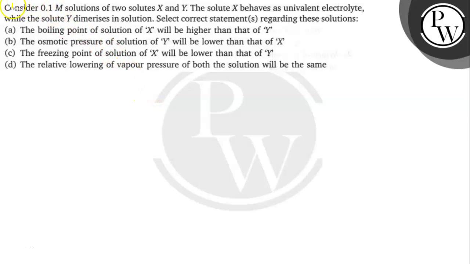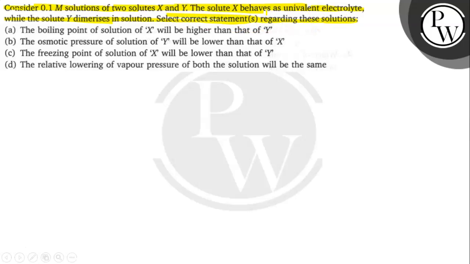बच्चों, let's read this question. The question says: consider 0.1 molarity solutions of two solutes X and Y. The solute X behaves as a univalent electrolyte while the solute Y dimerises in solution. Select the correct statements regarding this solution.